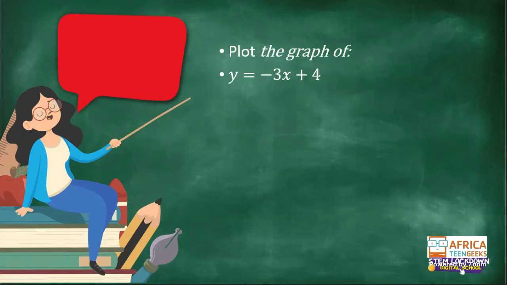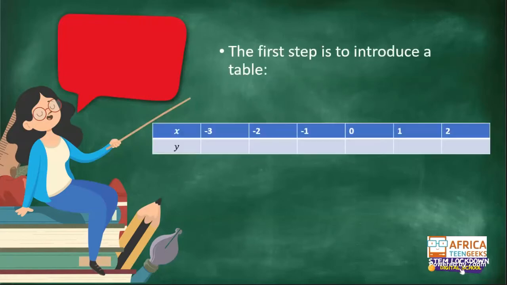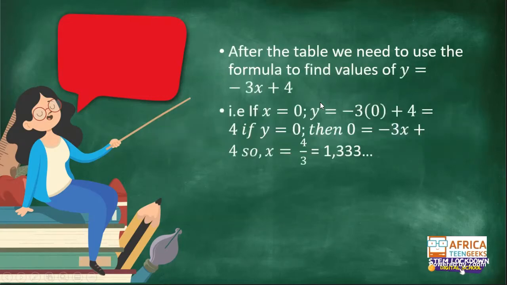And the last graph that I want us to plot is the following. Always remember, you don't have to use the table method. You can use any other method, which is quick. But if you want to use the table method as well, it's up to you how you select the x values. So it's really up to you. But I prefer that you use the formula to find values of y is equal to negative 3x plus 4. If x is 0, for instance, y will be 3 times 0 plus 4, which is 4. Remember, 0 times 3 is 0.